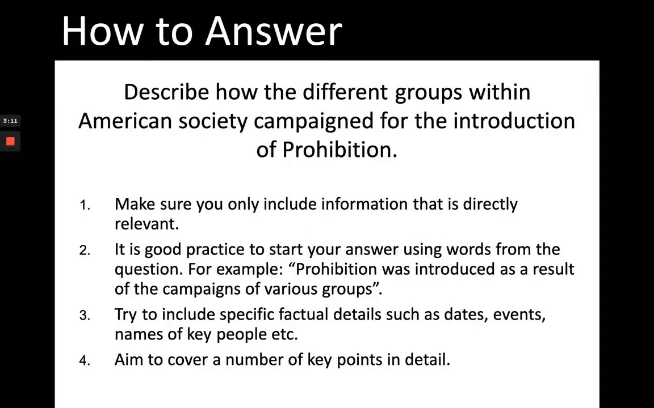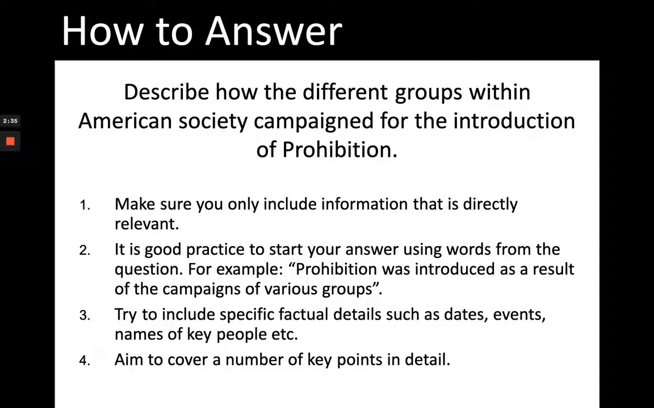So 4 steps to answer this question. Make sure you only include information that is directly relevant to the question. It's also really good practice to start your answer using words from the question. So for example, prohibition was introduced as a result of the campaigns of various groups. The third thing you need to do is make sure that you cover specific factual details such as dates, events and the names of people, rather than just being vague by saying in the 1920s. Okay, you want to focus on actual dates there.